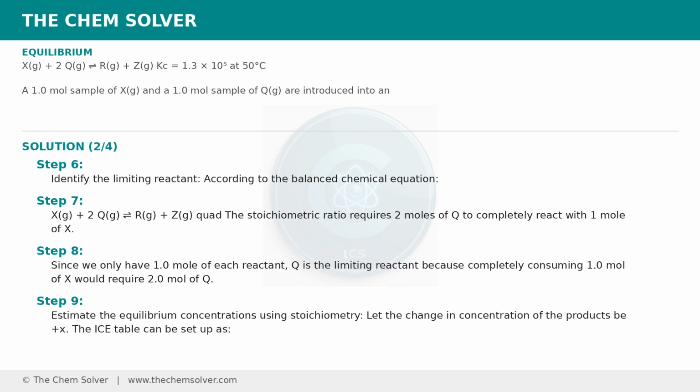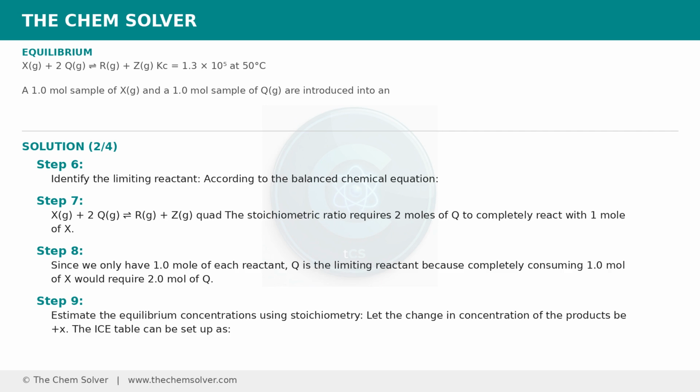Identify the limiting reactant. According to the balanced chemical equation, X plus 2Q is in equilibrium with R plus Z. The stoichiometric ratio requires 2 moles of Q to completely react with 1 mole of X. Since we only have 1.0 mole of each reactant, Q is the limiting reactant because completely consuming 1.0 moles of X would require 2.0 moles of Q.